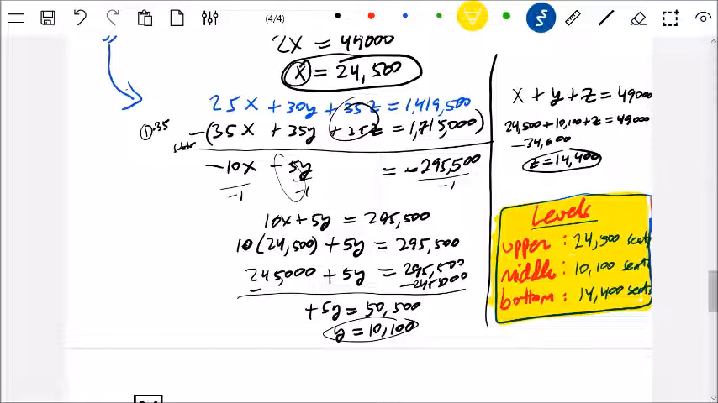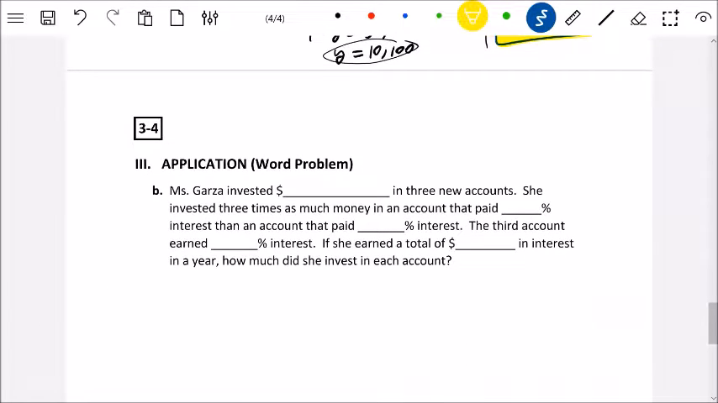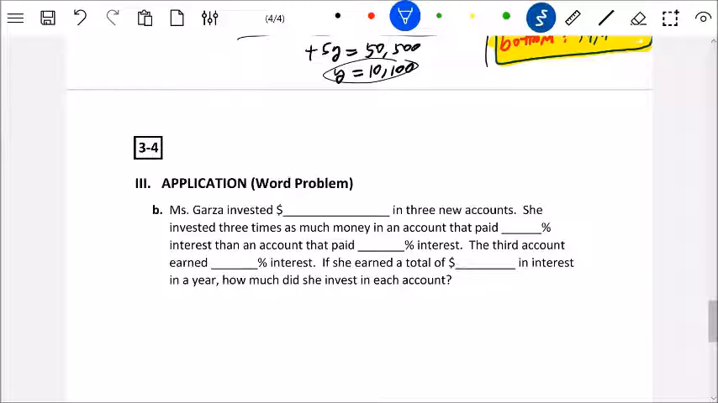Okay, one more word problem to illustrate using a system of three equations. For this, I'm going to put in the values now. Mr. Garza invested 50,000, Ms. Garza invested 50,000 in three new accounts. She invested 3 times as much money in an account that paid 8% interest.